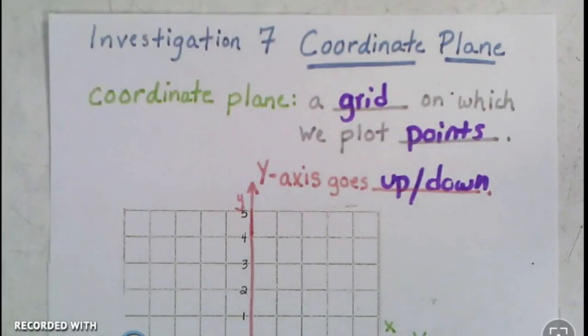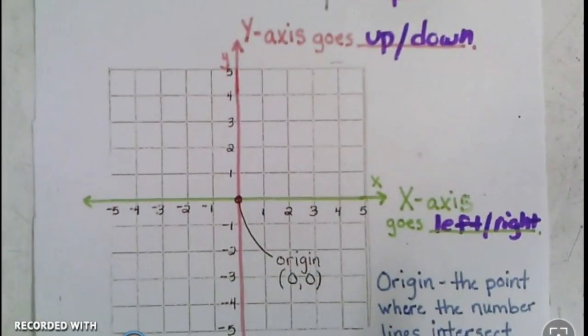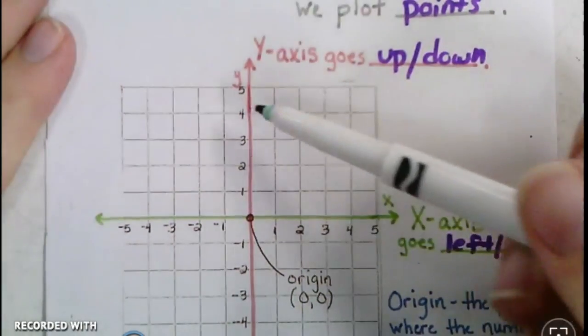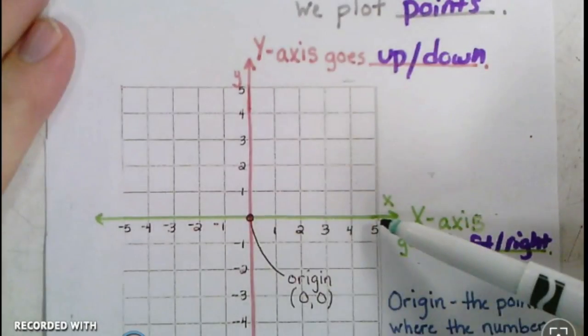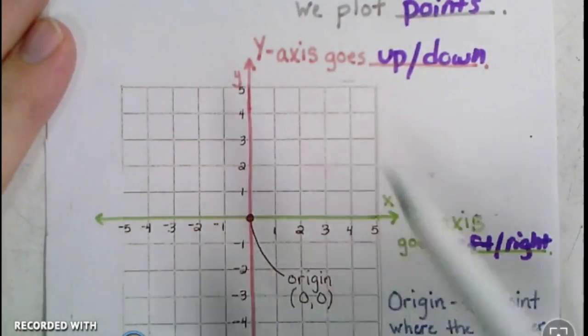Sixth graders, and welcome to Investigation 7 on the coordinate plane. This lesson is a lot of fun. A coordinate plane is basically just a grid on which we plot points. There are two axes. When you're younger, you only work in quadrant 1, which is right here. Now we're going to be working in all 4 quadrants.